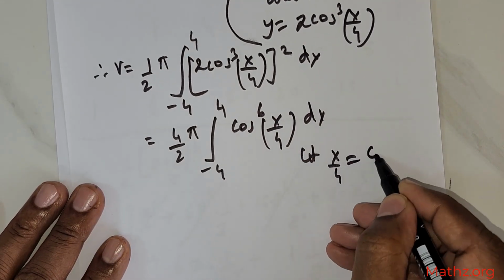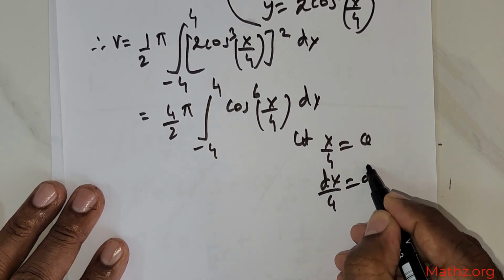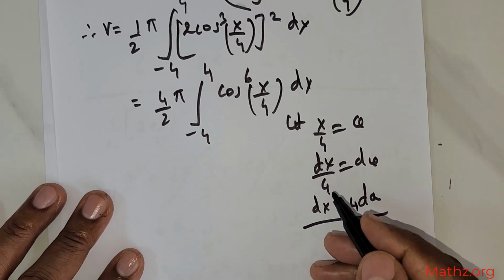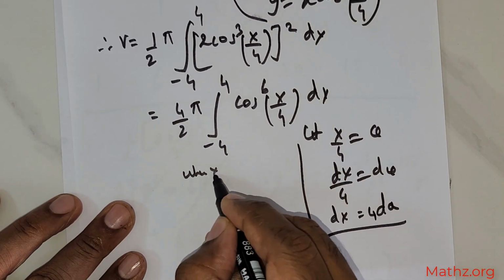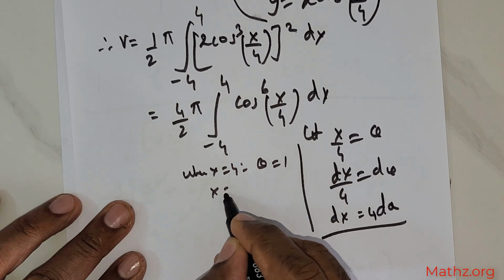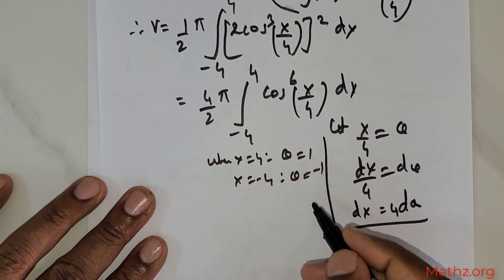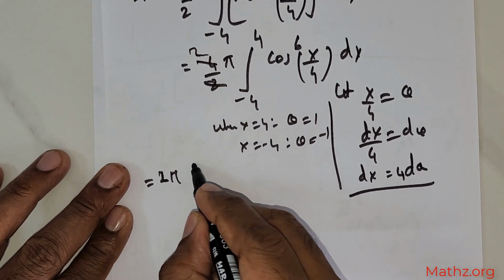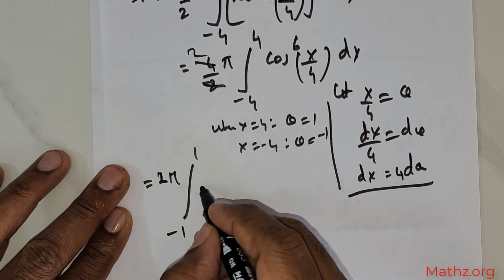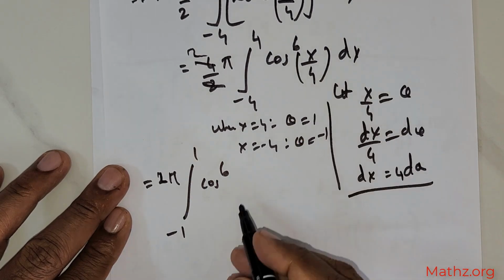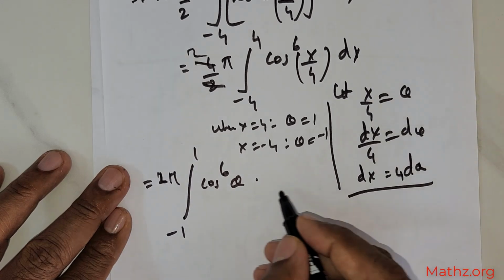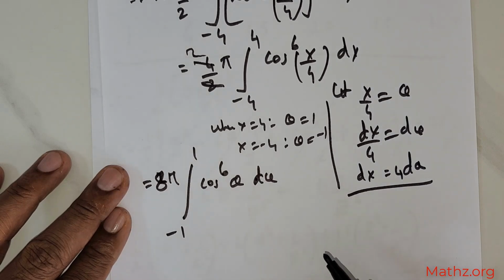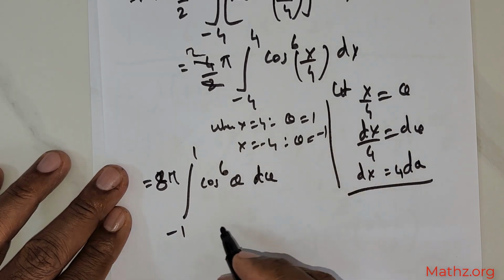Now let me take x over 4 to be equal to theta. Dx over 4 is equal to d theta. So dx is equal to 4 times d theta. And when x is equal to 4, theta is equal to 1, and when x is equal to -4, theta is equal to -1. Substitute that. So 2 divides 4, 2 times. So this is 2 pi, limits -1 to 1, cos 6 of x over 4 is theta, times dx is 4. So 4 times 2 is 8, and you have a d theta there. So you need to integrate this.